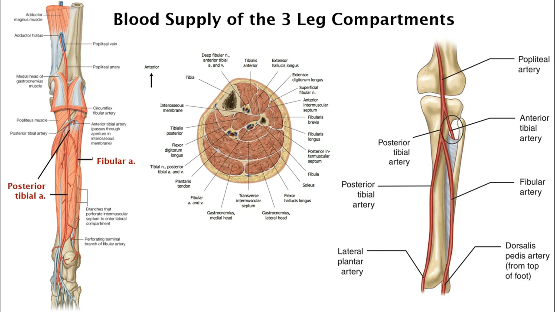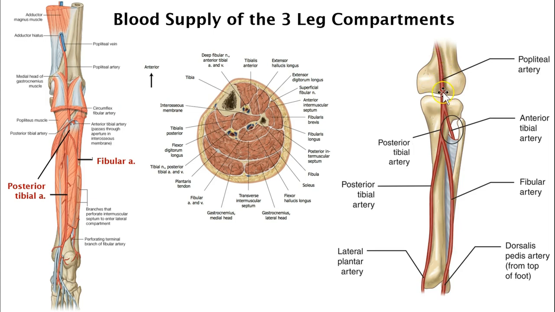The blood supply for all three leg compartments come from the popliteal artery. We saw the popliteal artery in the popliteal fossa, i.e. the back of the knee. This popliteal artery will come down and it will split into several arteries. Let's take a look over here for a simple view.